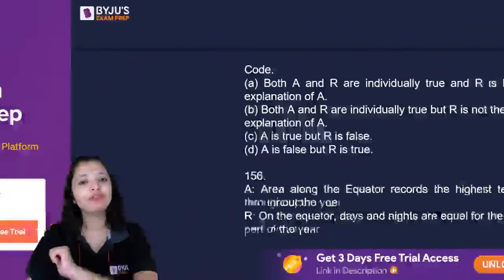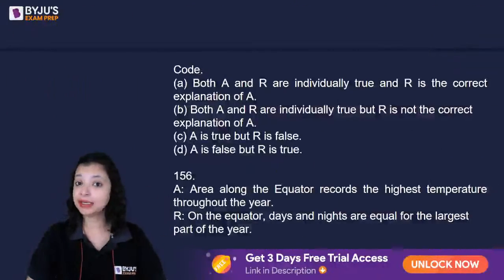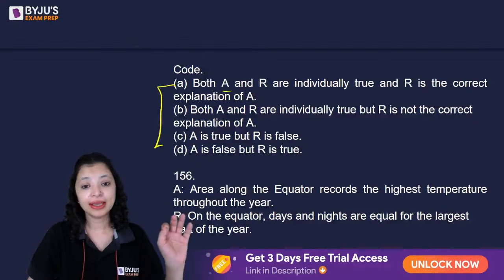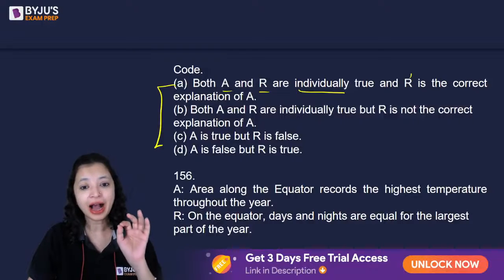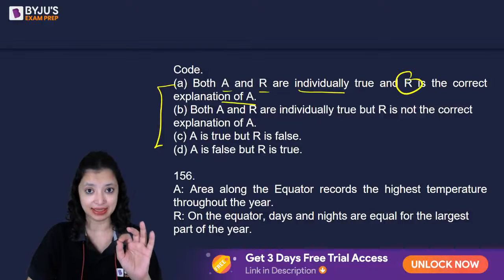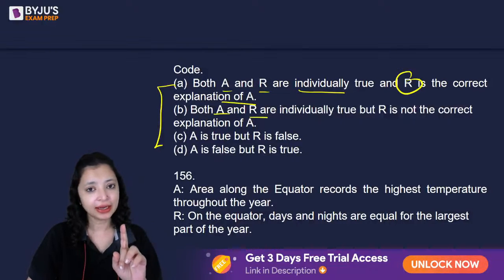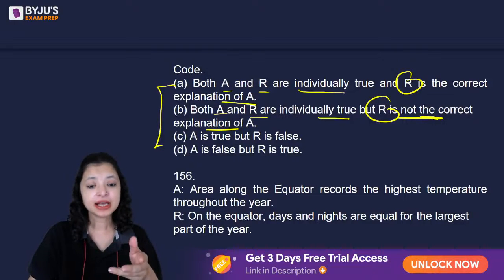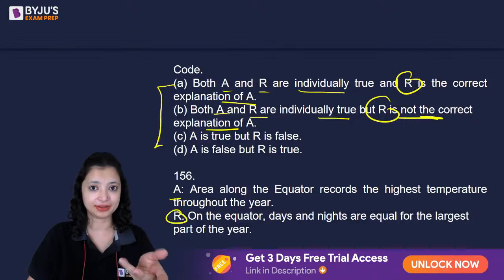Let's begin with our very first question here. Code ध्यान से पढ़ लेना, सारे questions का code same है, ठीक है? A becomes both A and R are individually true, and R correctly explains A. B says both A and R are independently true, but R does not give us the correct explanation of A. That means R is not the right reason of why A happens, according to B.